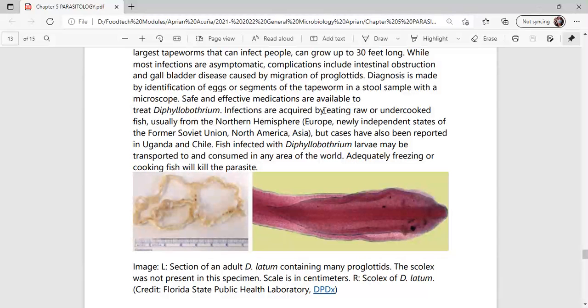your Diphyllobothrium infection. It is acquired from eating raw or undercooked fish, usually from the Northern Hemisphere, like Europe, most independent states of the former Soviet Union, North America, or Asia. But cases have been reported in Uganda and Chile. Fish infected with Diphyllobothrium larvae may be transported to be consumed anywhere in the world. Adequately freezing or cooking your fish will kill the parasite. So frozen fish, the parasite is already dead.